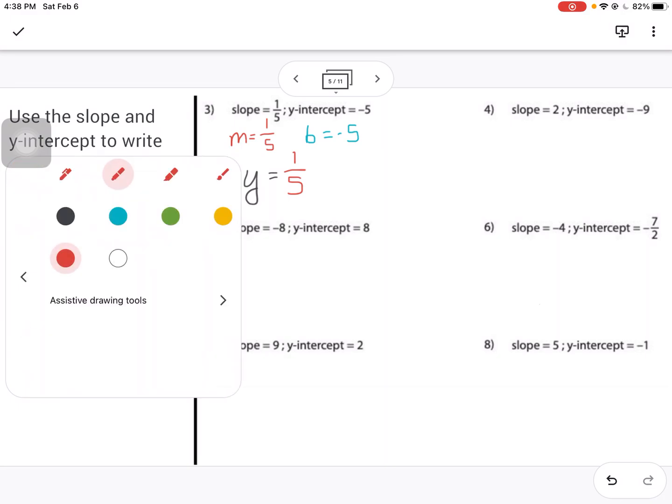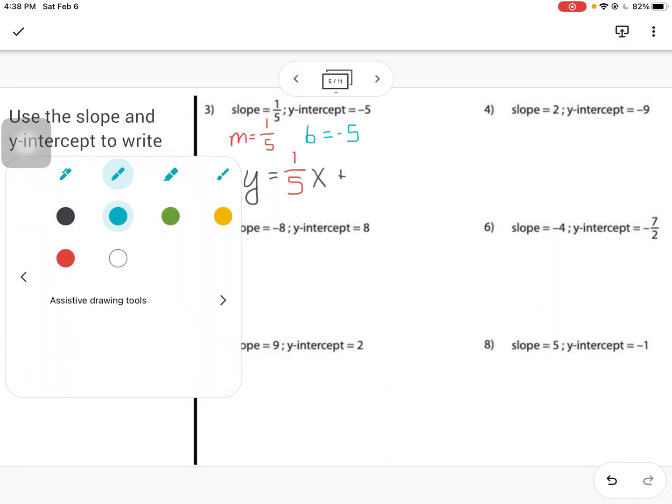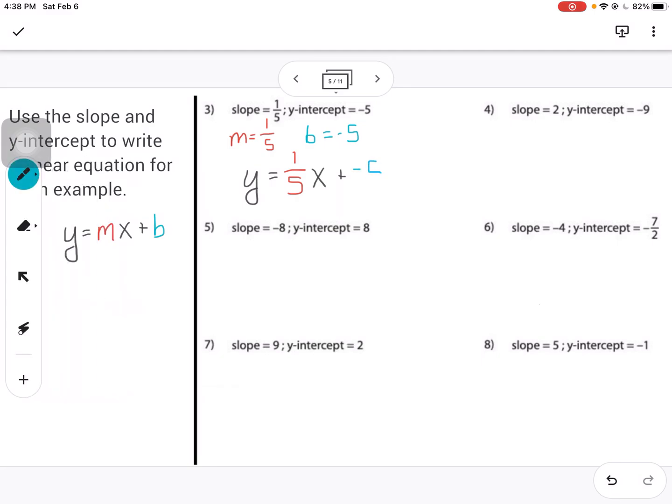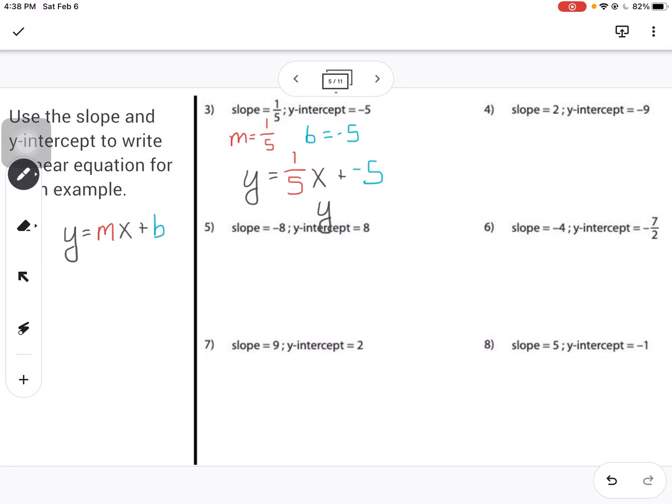1/5 x plus -5, or y equals 1/5 x minus 5. Adding a negative is the same as subtracting. Okay, go ahead and try each of these.